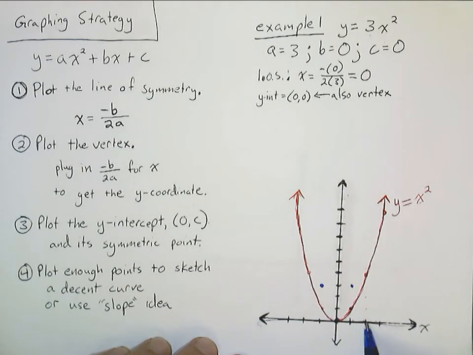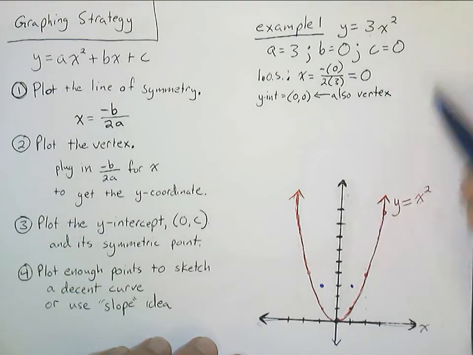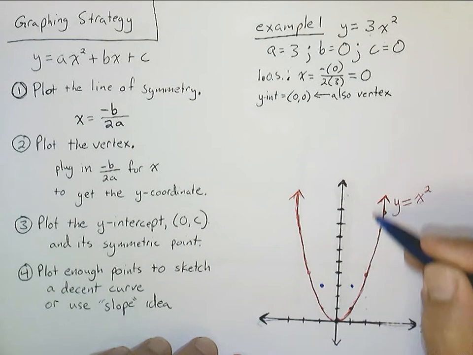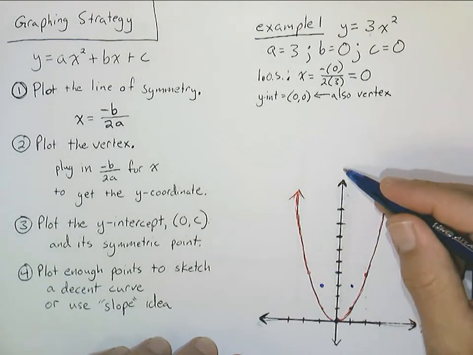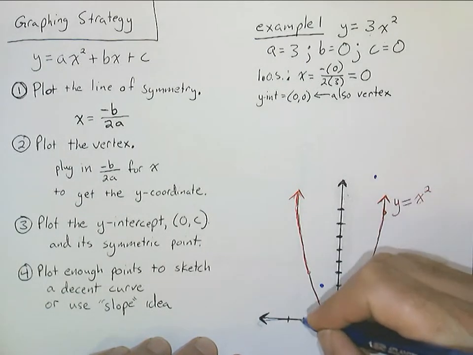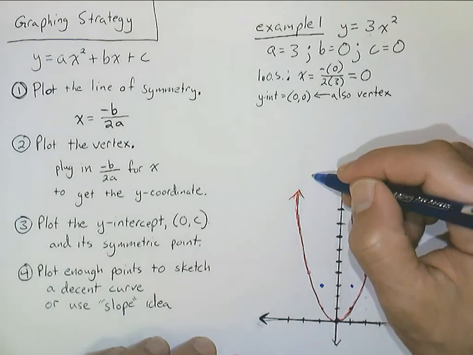If we go over 2, we would normally go up 4, but since a is 3, we're going to multiply that vertical distance by 3, so it'd be over 2, up 12, which is going to be way up here about. And the same thing is going to happen on the left. Over 2, up, instead of 4, we go up 3 times 4, so all the way up to 12.